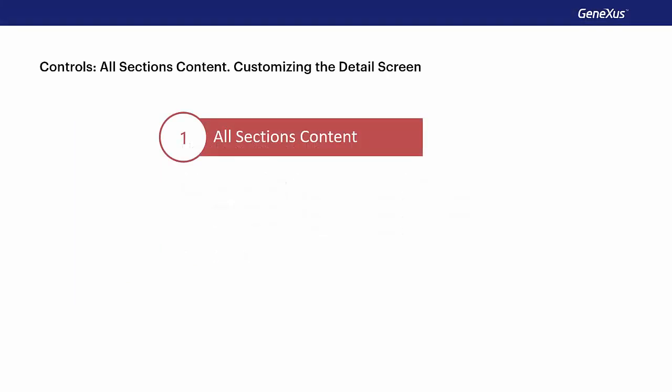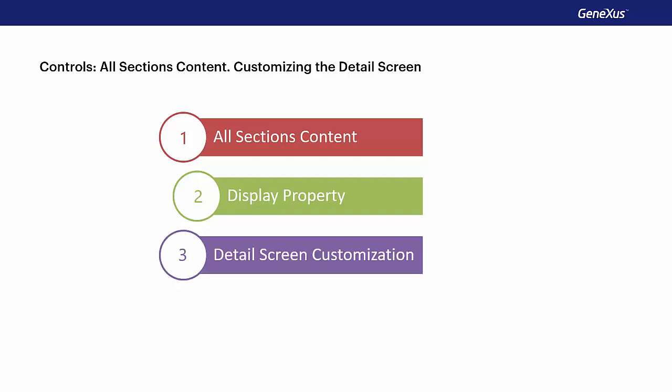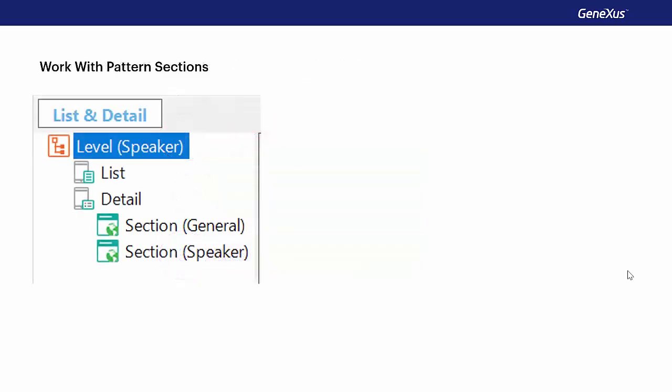In this video, we'll study the specificities of the detail node of the work with and the all sections content control. We'll then move on to the various options available for showing them in the application. And finally, in the end, we'll see how we may customize the detail screen.